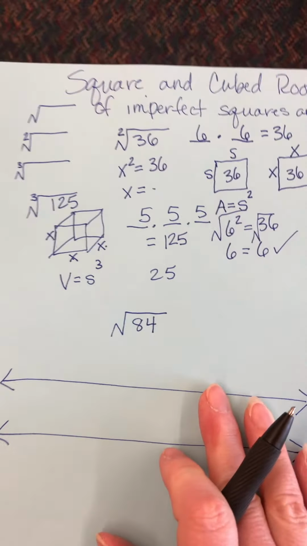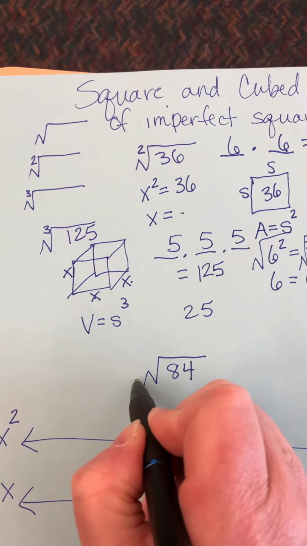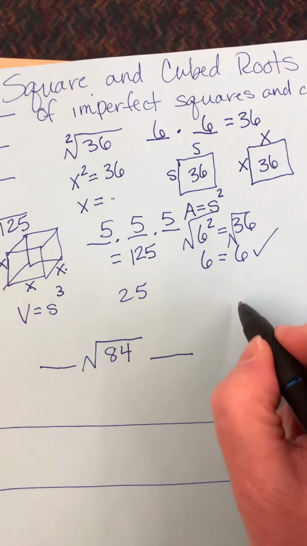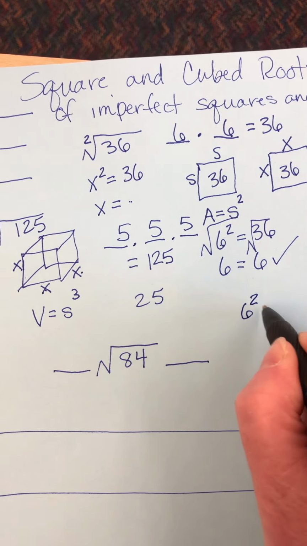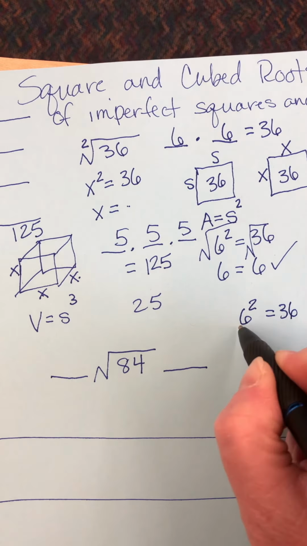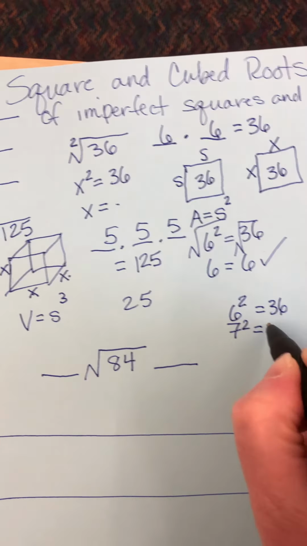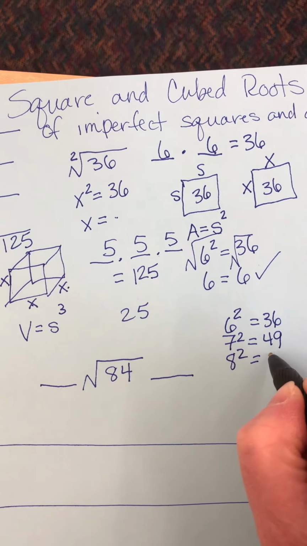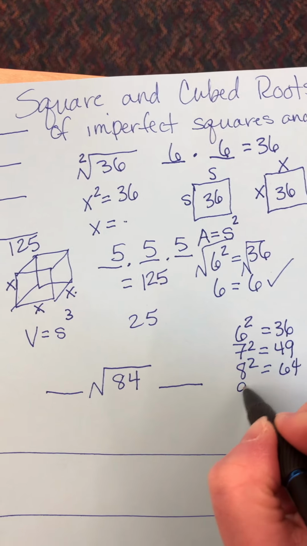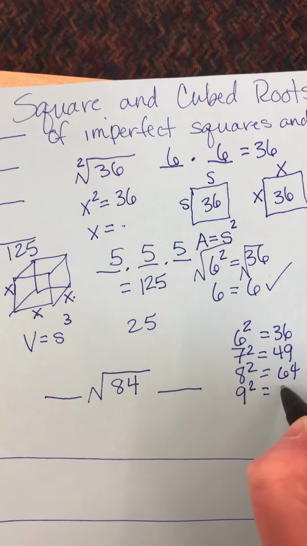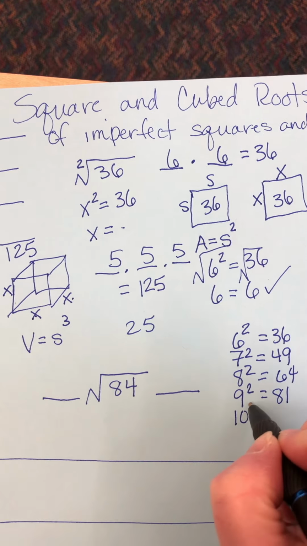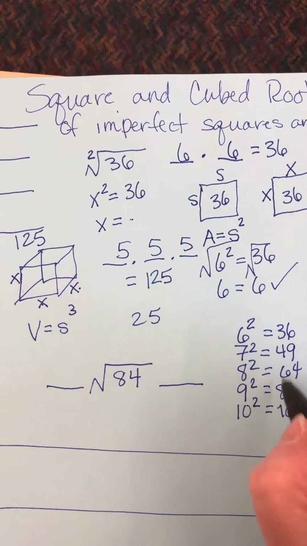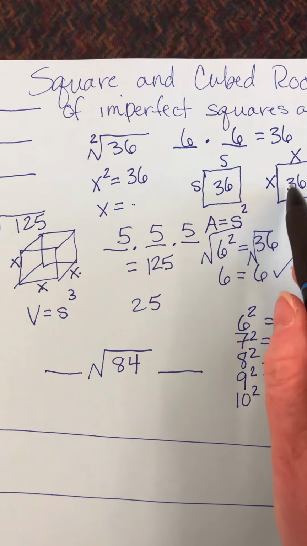Okay, so then I've got to look at what perfect square or area is before and after 84 in a number line. So that's when I have to start going 6 times 6, 7 times 7, 8 times 8, 9 times 9, 10 times 10. Okay, so when I square the numbers, these are the answers I get. And remember, this is the area of the square.